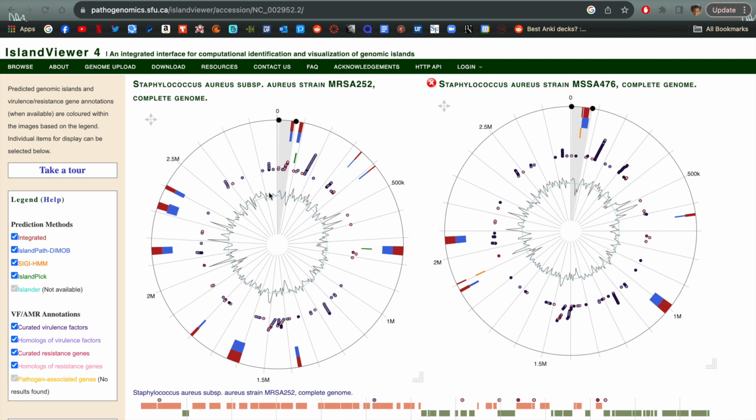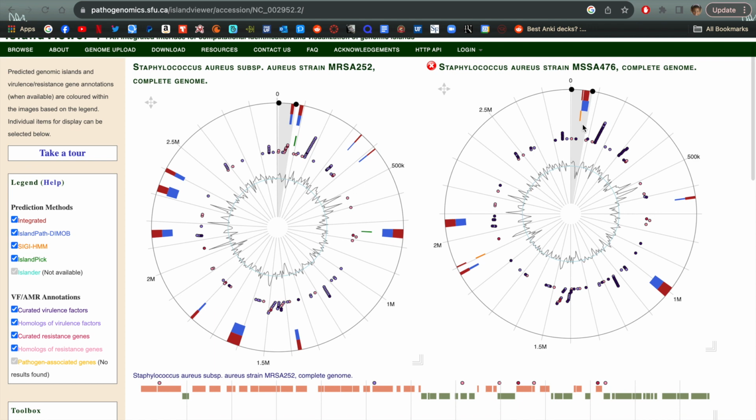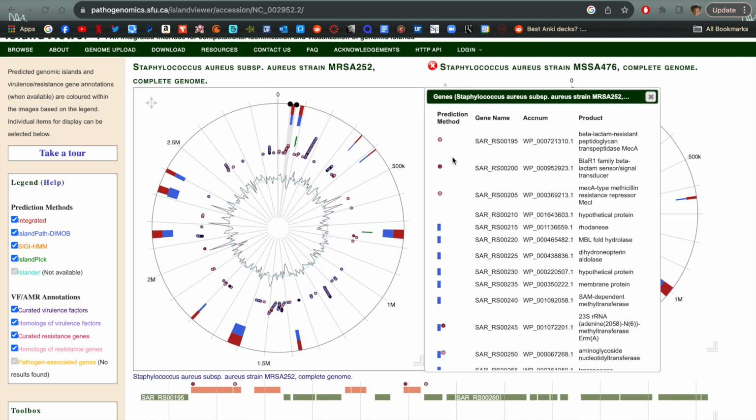So by having these two genomes here, you can identify what parts of the genome contribute to resistance in MRSA, what parts of the genome MSSA is missing. So for example, in this one region I just highlighted, you can go in and look at it. I believe if we look over here, yeah, we can see some resistance genes on MRSA that contribute to its resistance to beta-lactams, which are antibiotics like methicillin, penicillin, stuff like those. You can see that we have these genes listed here.